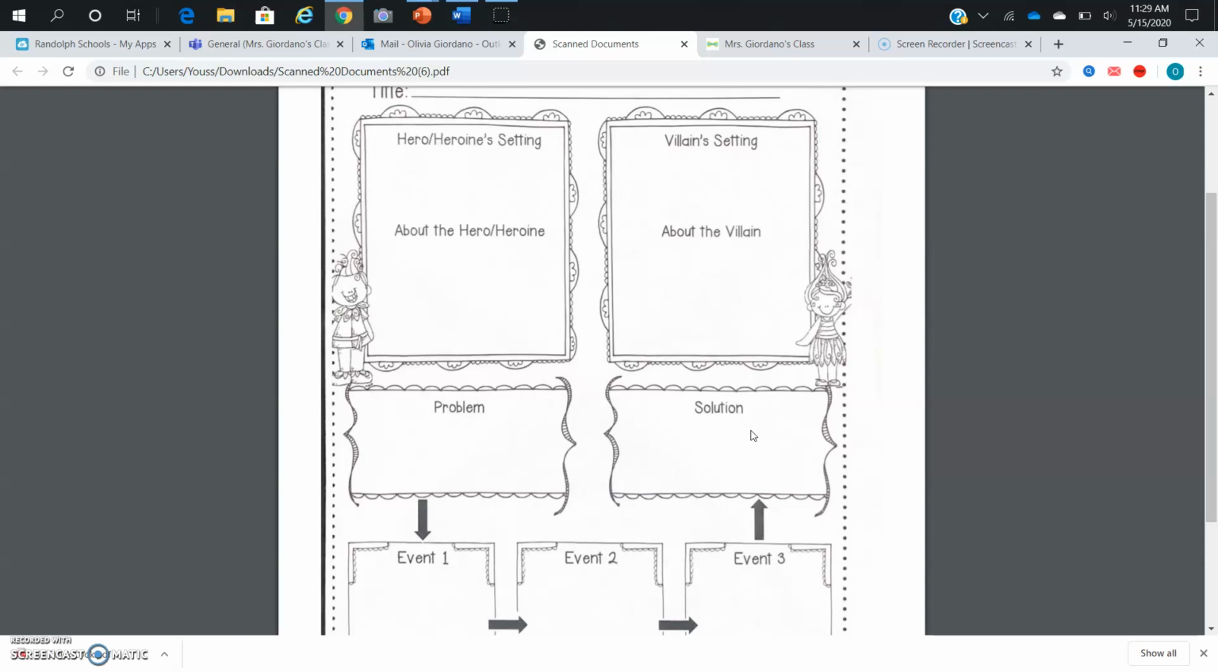This is the graphic organizer that I want you to follow today, because it is going to help us when we really begin writing our stories, and we are almost there.